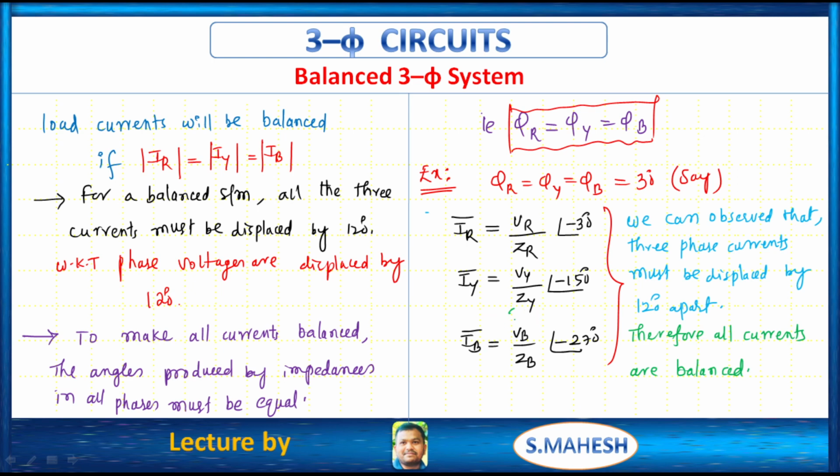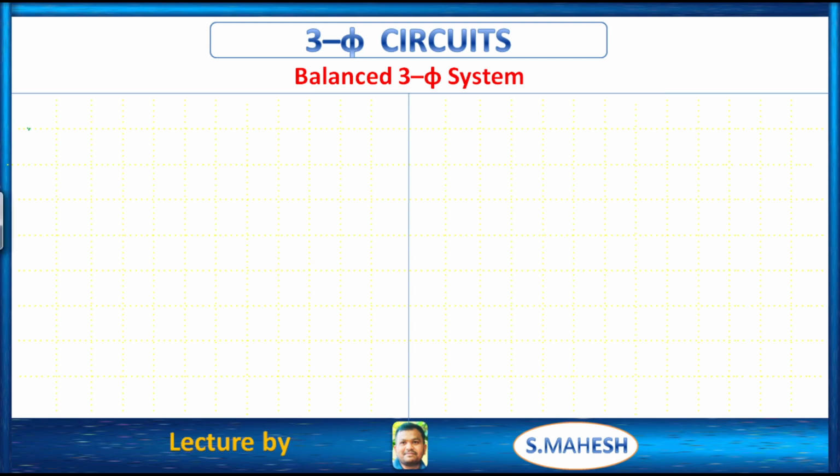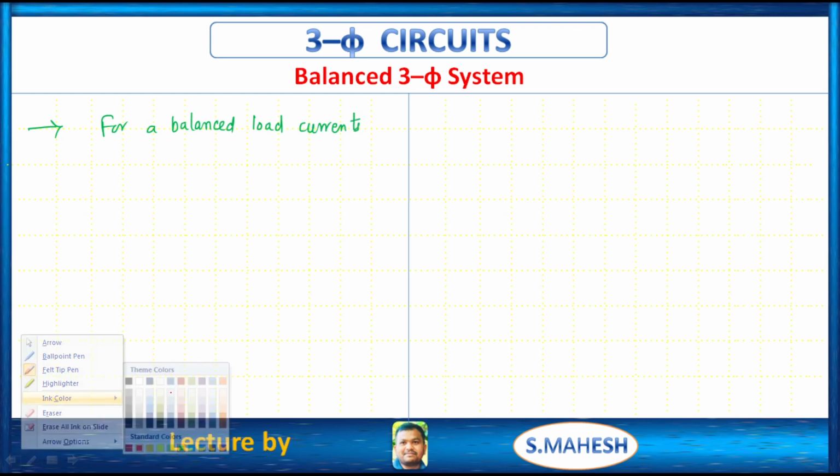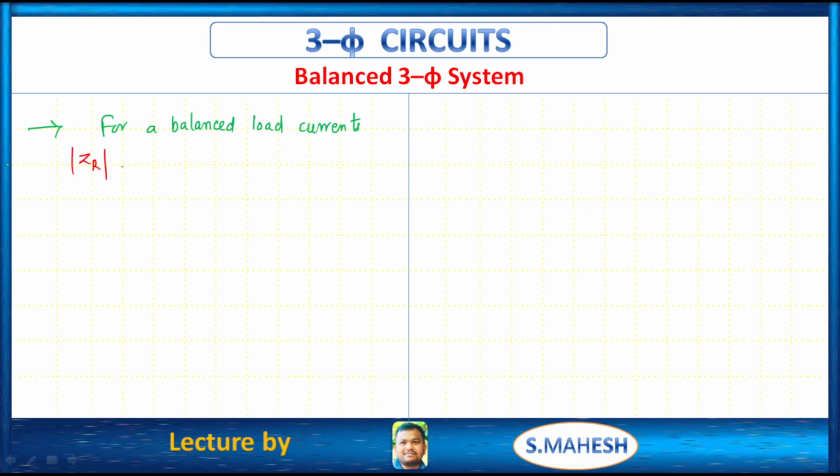Okay, that is for balanced load currents. For a balanced load current, the impedance must be equal. In addition with that, phase angles. That's it.